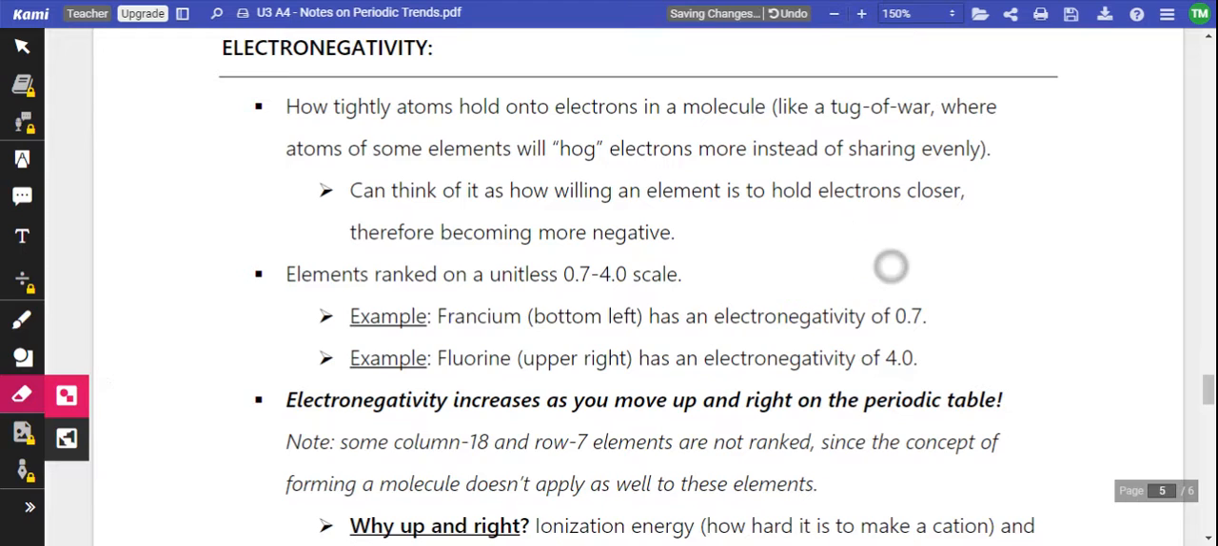We'll get more into that later. But for now, all you need to know is sometimes atoms need to share electrons, but that doesn't mean they're going to share them fairly or share them evenly. Sometimes atoms are a hog for electrons. They're going to try and keep it all to themselves.